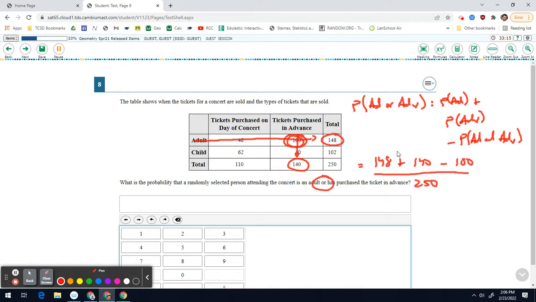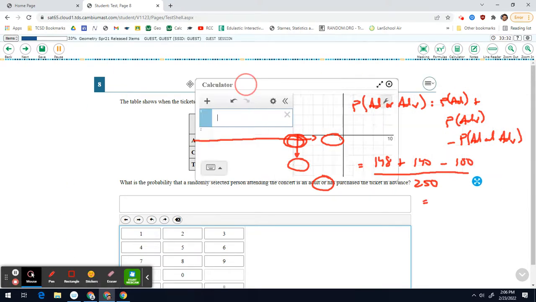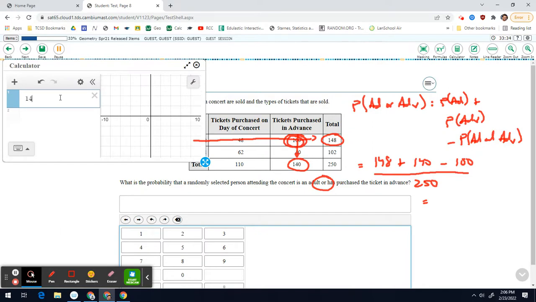If we were just going to do the top only, that would be the count. That would be the number of people who were adults or advanced only. But the probability has to be divided by the grand total. That's where the probability comes into play. So we simplify the top. So I'll bring down the calculator. So over here we'll do 148 plus 140 minus 100. So that's going to be 188. So we're doing 188 out of 250.